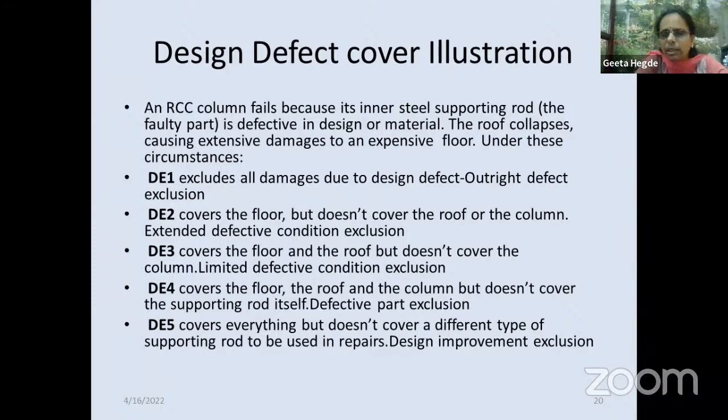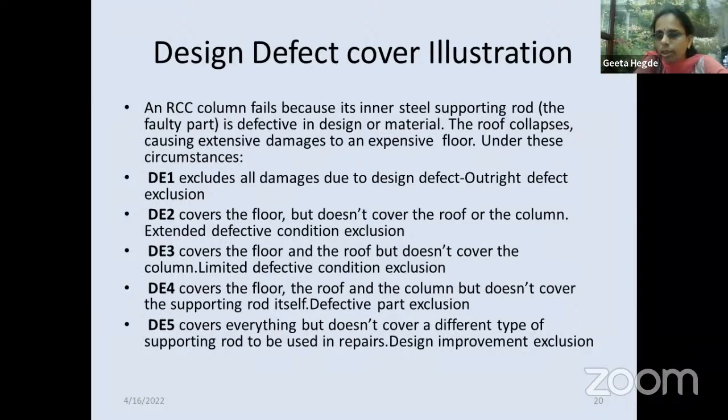DE1, one example is given: an RCC column fails because the inner steel supporting rod is defective. So the defect is in the inner rod and the column fails. Column fails, so the roof collapses. Because the roof collapses, the floor also gets damaged. So the sequence of damage is: defect in the rod, column damage, then roof damage, and then ultimately the floor is also damaged.